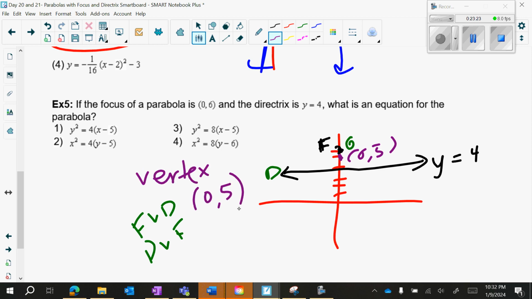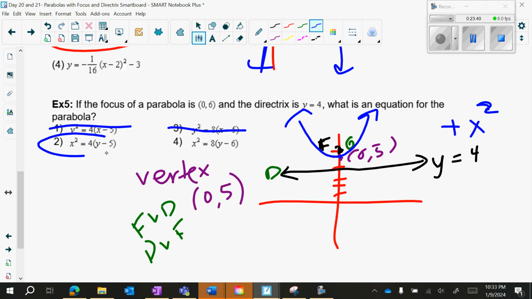Then is this going up or down? I'm hoping you're going to say it opens up. So if you know it opens up, then it's going to be positive x squared. If it's positive x squared, you could cross out choice 3 and choice 1. And then we can start to write our equation. All right, you know the answer has to be choice 2 because choice 4 has a 6 in it, right? But now let's talk about why it's a little different.